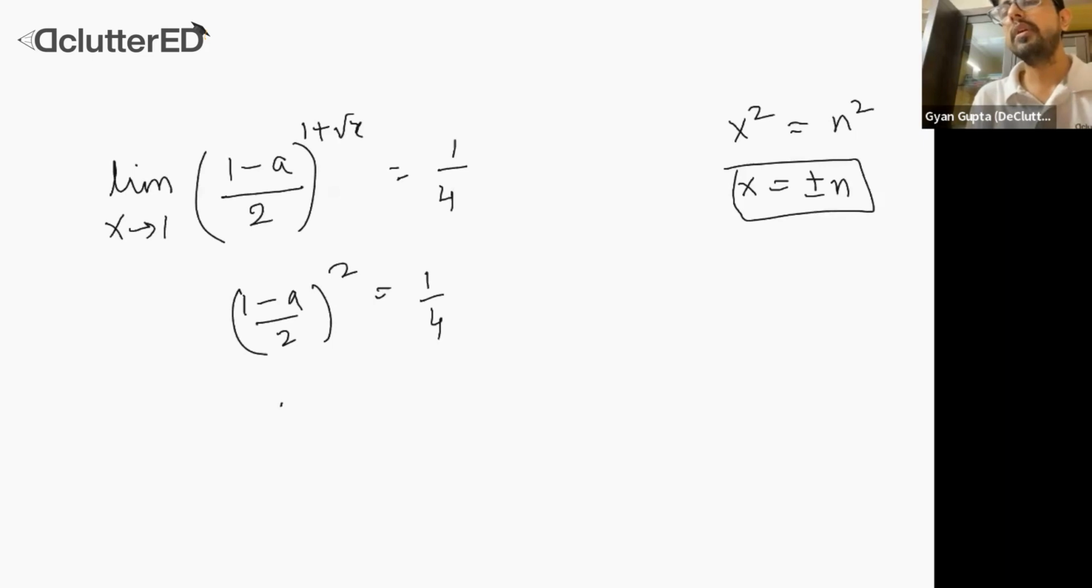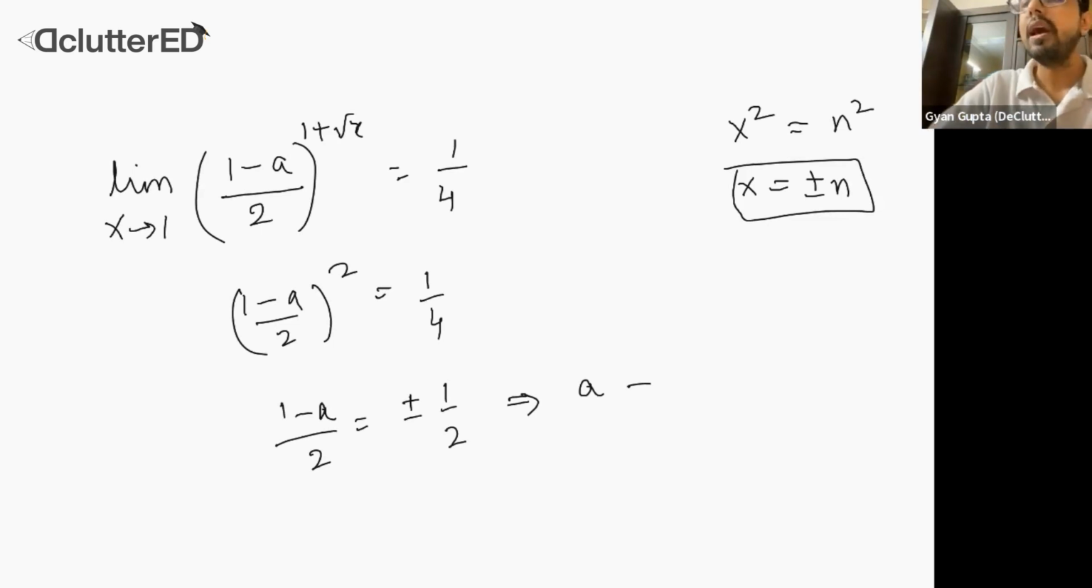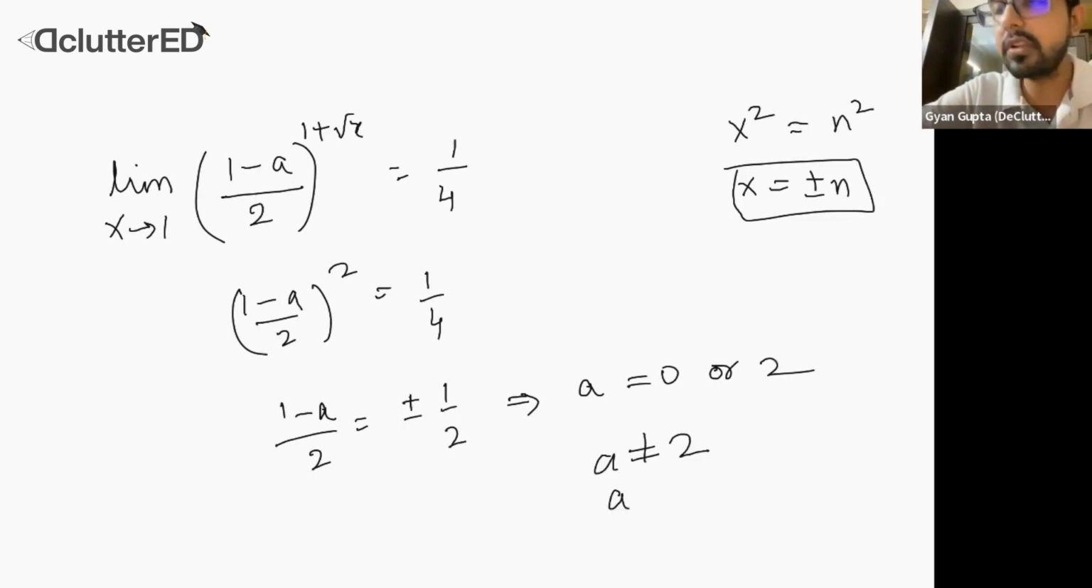A lot of people end up saying that the largest non-negative value of a is 2. But hold on for a second. I disagree. A cannot be 2. A has to be 0. The largest non-negative value that a can take for this question to be correct is a equal to 0 and not a equal to 2.